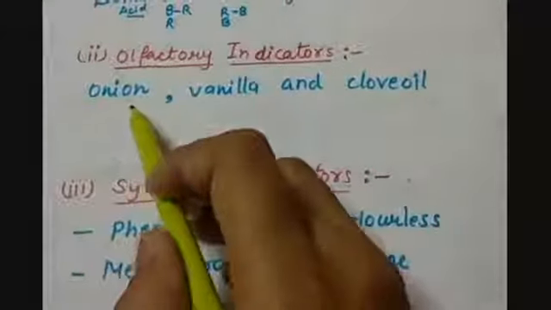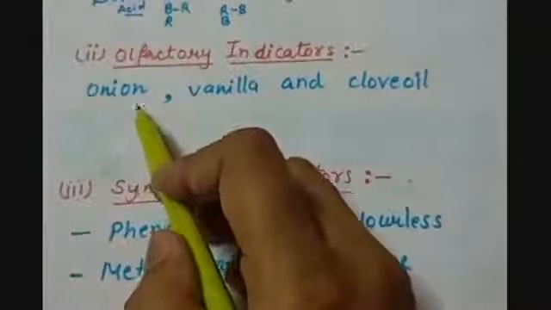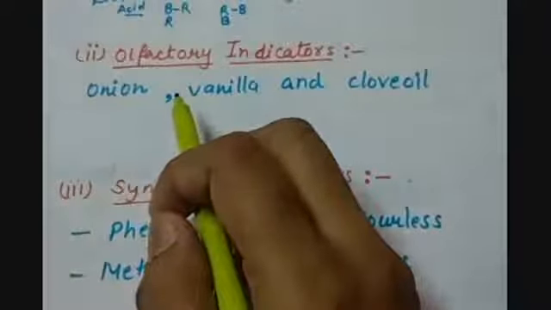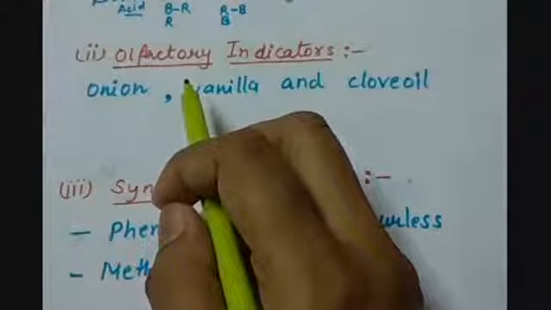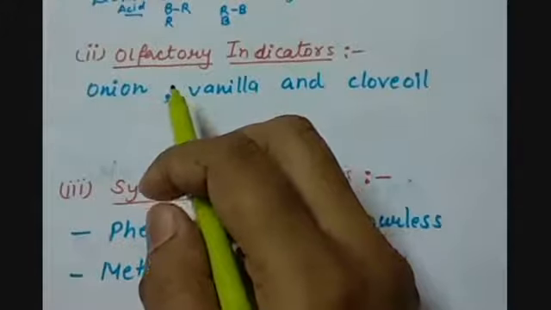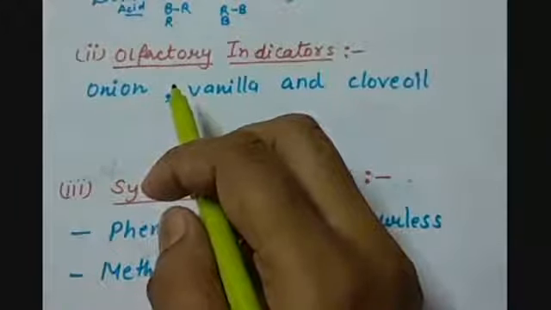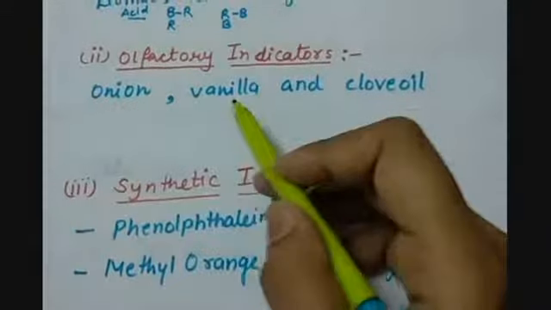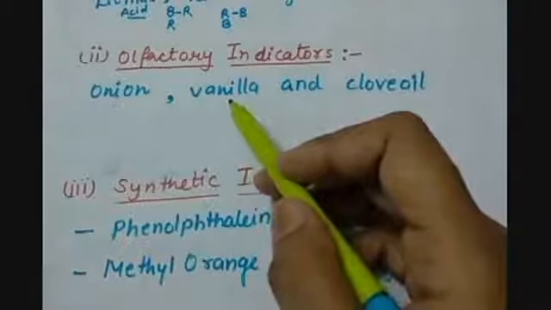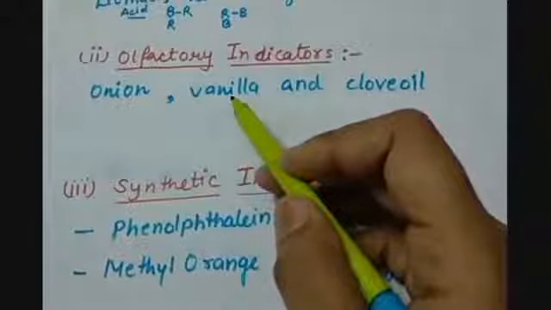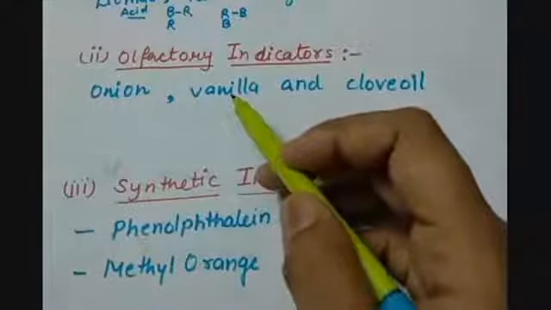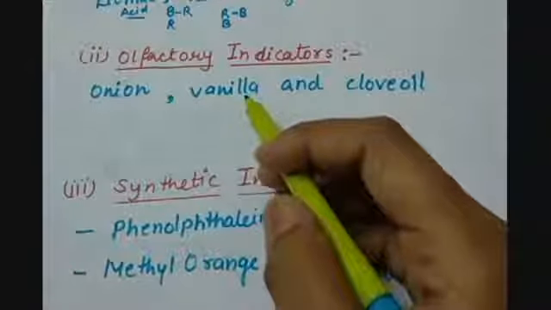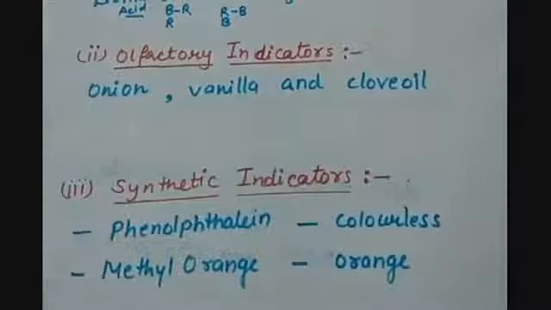For example, onion. Paste or juice of onion loses its smell when added with a base, and it does not change its smell with an acid. So it can be an indicator of acidic and basic medium. Whereas the smell of vanilla vanishes with a base, but its smell does not vanish with an acid. So we can identify and distinguish between acids and bases by using olfactory indicators.